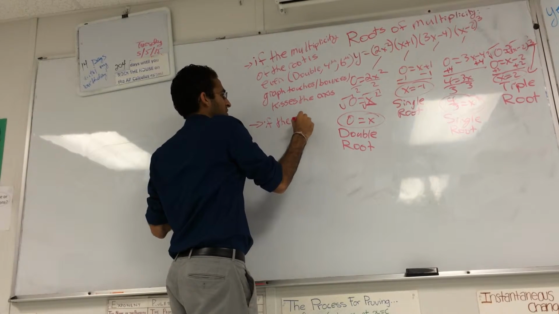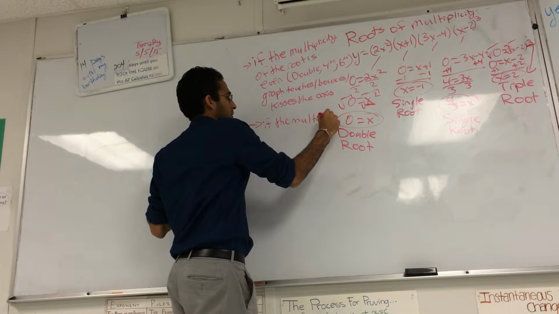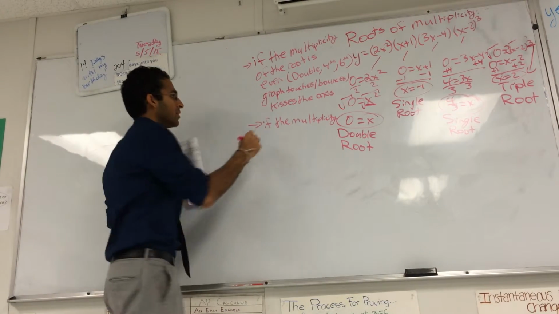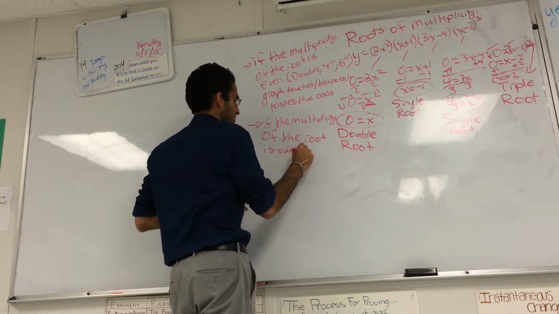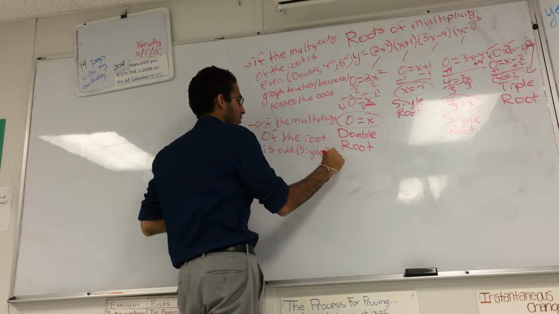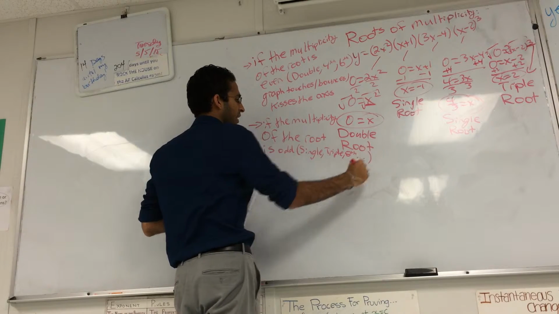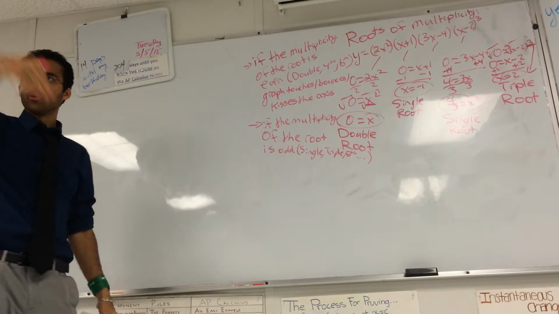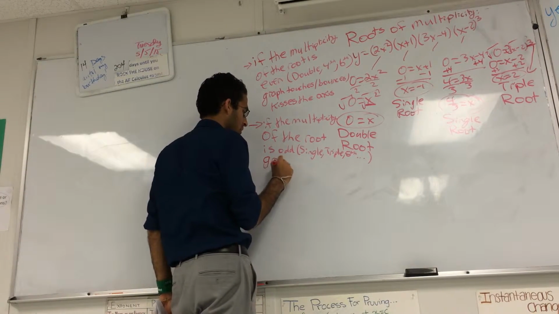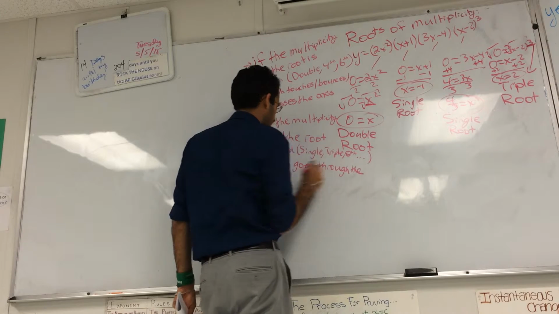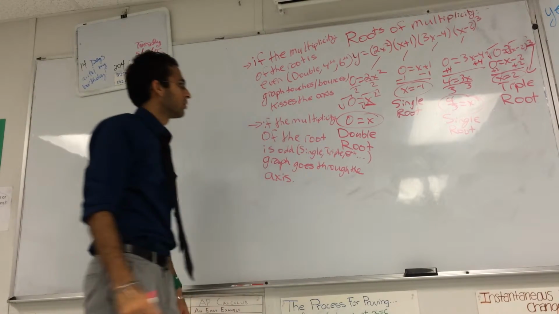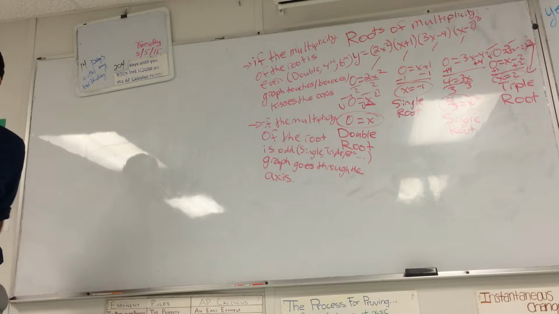If the multiplicity of the root is odd, single, triple, fifth, etc., the graph goes through the axis.